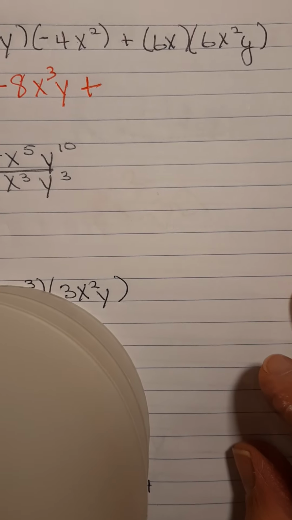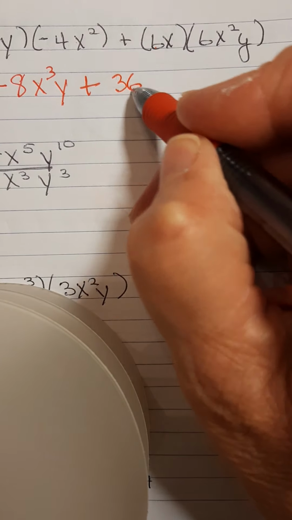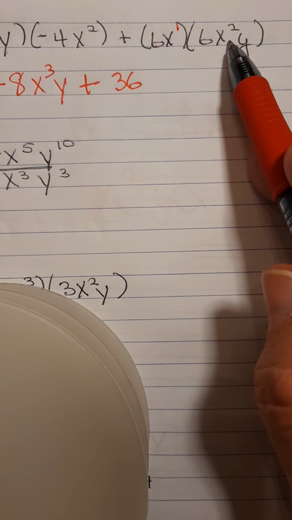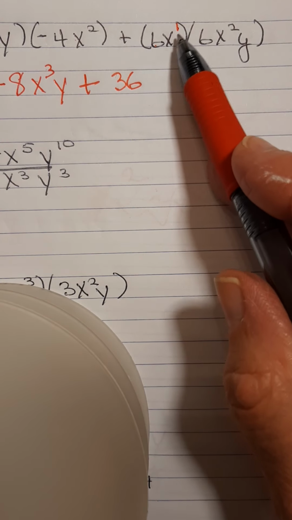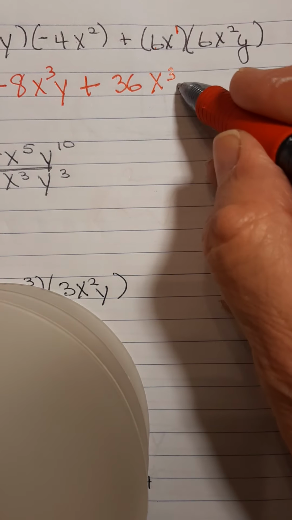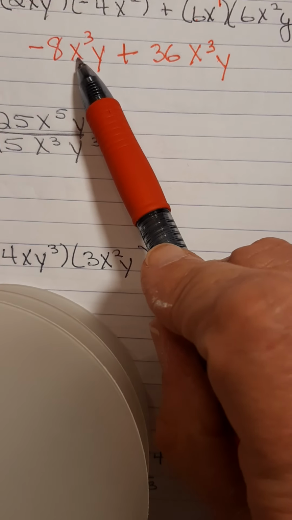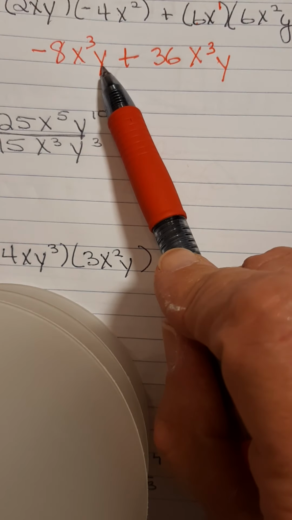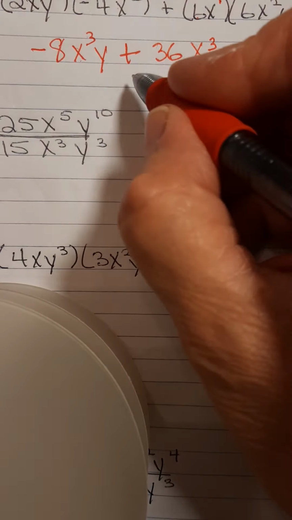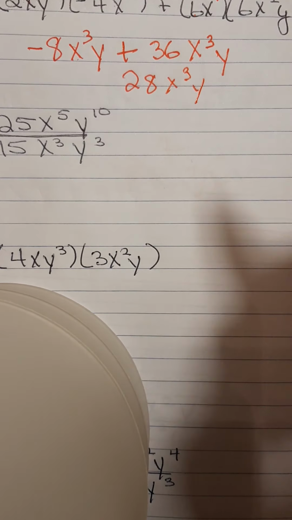Plus, let's look at our next set. We take our number, 6 times 6, and we get 36. There's 1x, next squared here. So x to the 1 plus 2 is x cubed. And again, there's just a solitary y. And now we look. We've got x cubed y to the 1st, and x cubed y to the 1st. They are identical, so you can join those together. And you get 28 x cubed y.